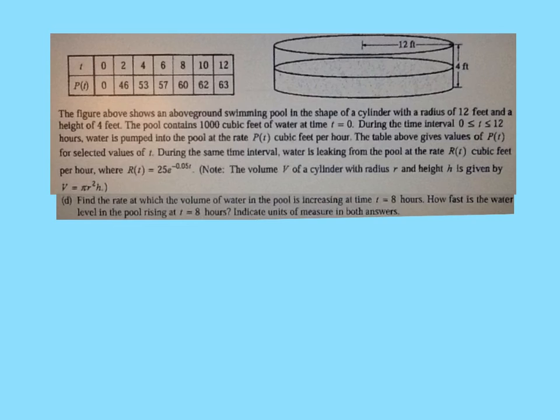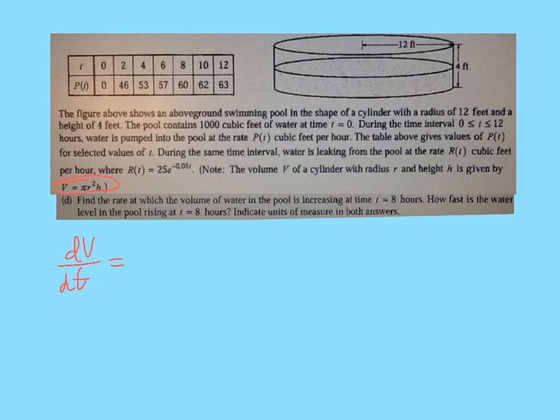there it is in part D. We want to find the rate at which the volume of water in the pool is increasing at time equal to 8 hours, and how fast is the level in the pool rising at time equal to 8 hours. So we've got a couple of things that we need to do here. So I'm going to first find the rate at which the volume is changing at time equal to 8 hours. So we're looking for dV/dt. Well, this one is really not a related rate.